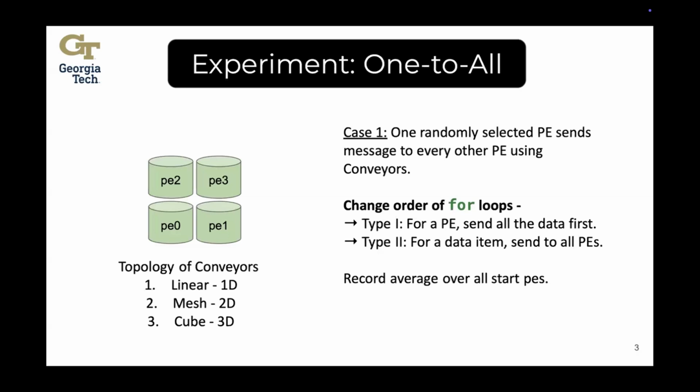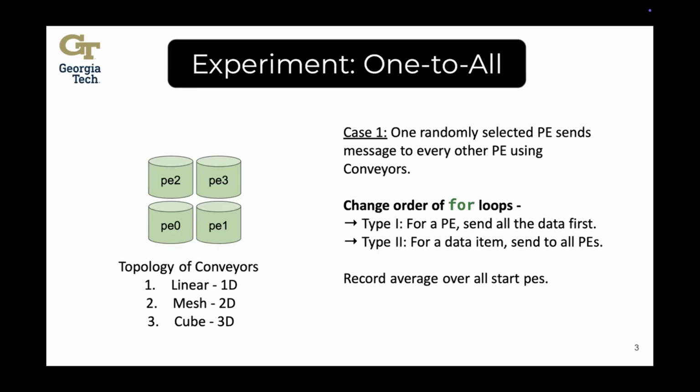So in constructing the first experiment for one-to-all, we first try to understand the topology of conveyors. There are three topologies that conveyors offer: linear, which is a 1D array; mesh, which is 2D as shown in the example; and cube, which is 3D, where you have an additional Z axis of PEs. So in case one, because it's a one-to-all operation, any one randomly selected PE sends the message to every other PE using conveyors.